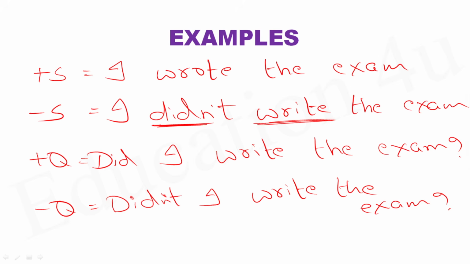Correct? I am repeating all the 4 forms of the statements. I wrote the exam yesterday. This action is completed in the past. I didn't write the exam yesterday. This is also past tense, but I am talking about a sentence in negative. Now I am asking a question about past simple. Did I write the exam? Which means I am not very sure. Probably I wrote the exam and I have forgotten that, or probably I was confused.